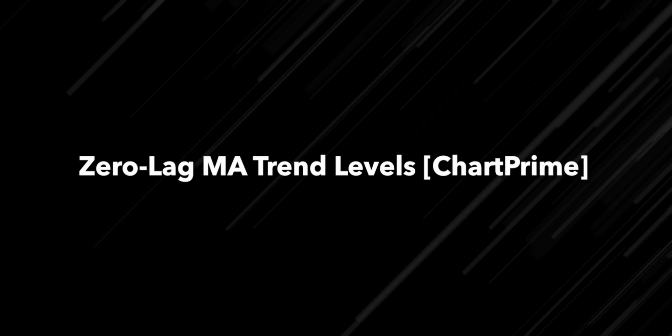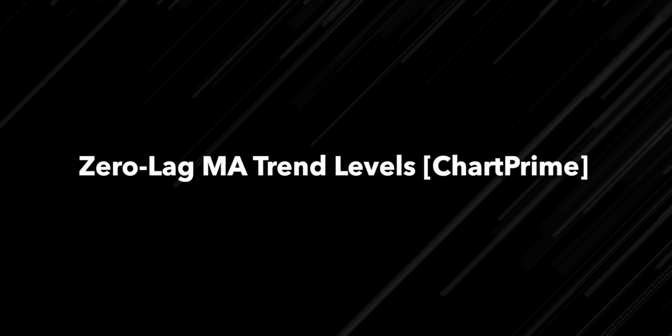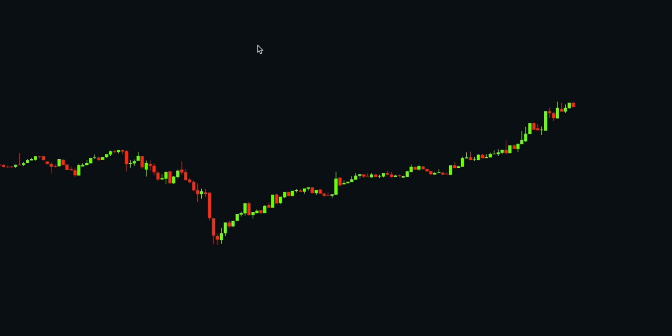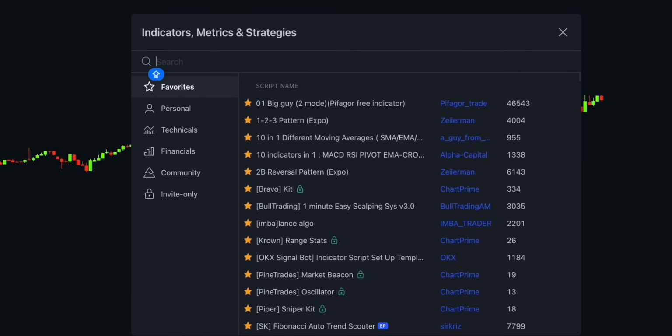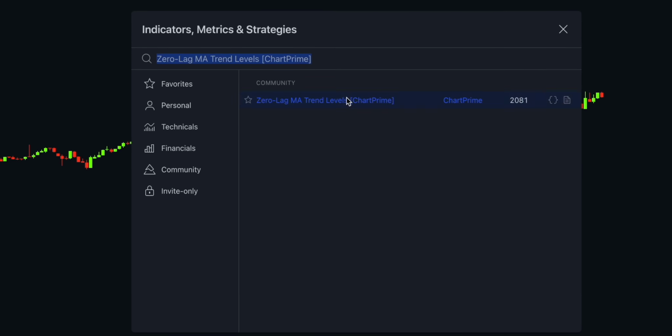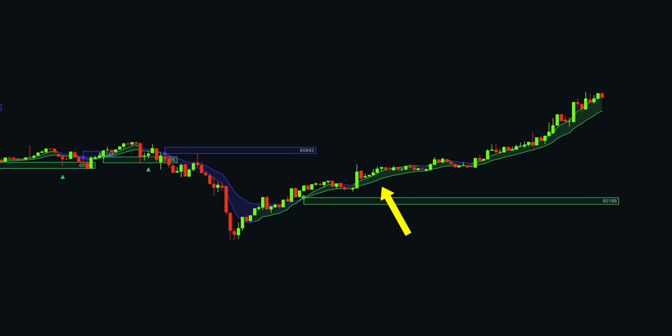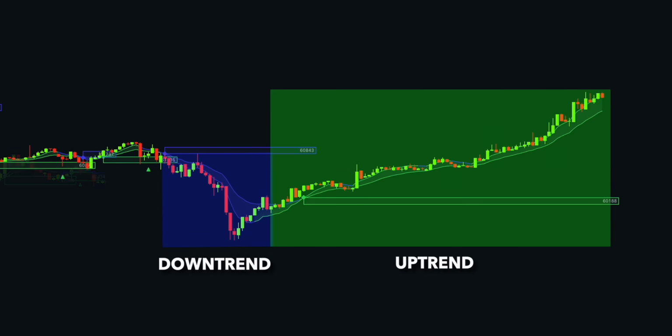Without wasting any time, let's uncover the first indicator on my list: Zero Lag MA Trend Levels, Chart Prime. If you're still using a moving average in your trading, stop. This advanced tool is 10 times more effective and accurate. The Zero Lag MA Trend Levels indicator combines a zero lag moving average with a standard exponential moving average to provide you with a precise view of market trends.